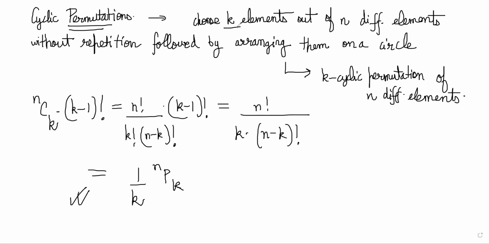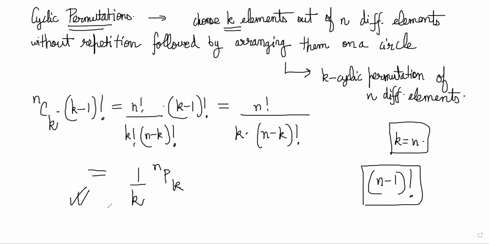Now, here we were choosing k elements out of n. What happens if we choose all the n elements at a time? We don't choose just k. k basically equals n. In that case, you will see that this is clearly (n minus 1) factorial. If you put n here, you will get nPn by n, which is n factorial by n, which is (n minus 1) factorial, right?